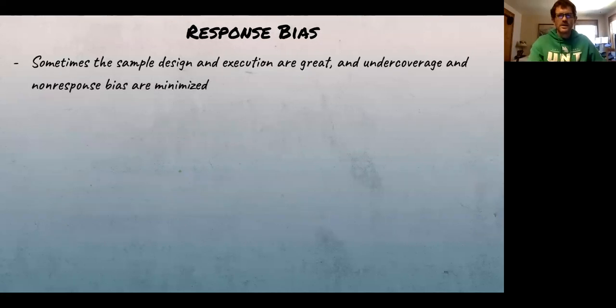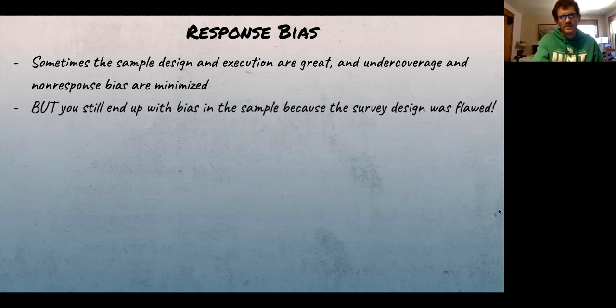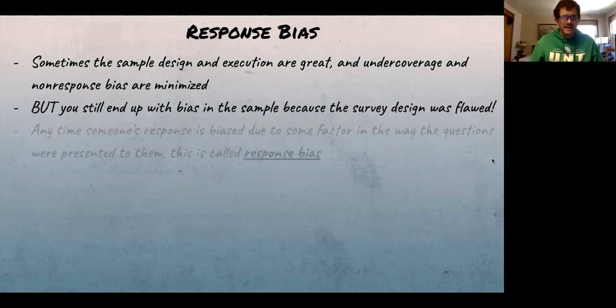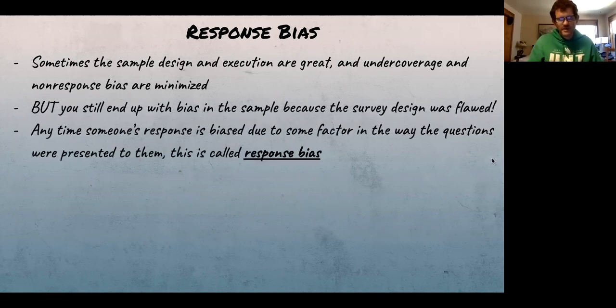Okay, so those are flaws in how the sample is collected. But response bias is basically anything that affects how people actually respond to the survey questions. So that is still a possible source of bias. Anytime someone's response is biased due to some factor in the way the questions are presented to them, it's called response bias.